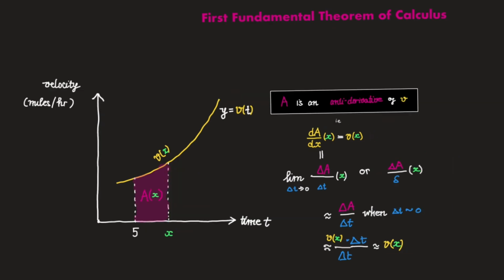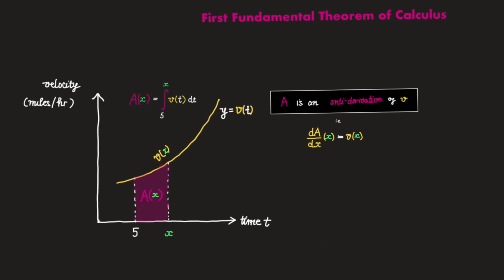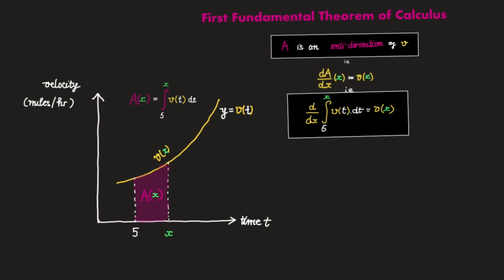And now if you remember that by definition of definite integral, A is just the definite integral of v from 5 to x, then you can rewrite this statement in the following much scarier way, which is usually the way that you would see it presented.